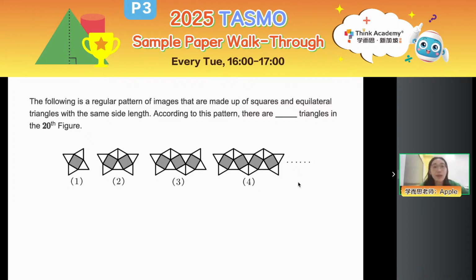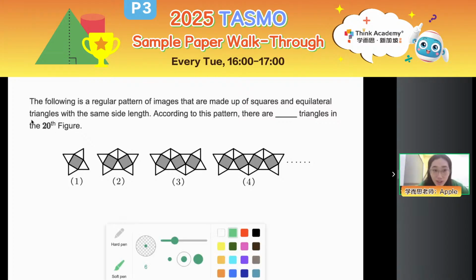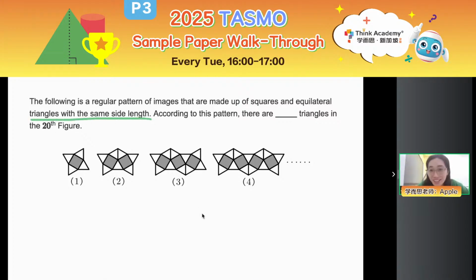Excellent. The following is a regular pattern of images that are made up of squares and equilateral triangles with the same side length. Some students just asked me, teacher, what is the meaning of equilateral? Now you see, the question already explained. Triangles with the same side length. So for such special triangle, we call it the equilateral triangle, okay? According to this pattern, how many triangles are there in the 20th figure?